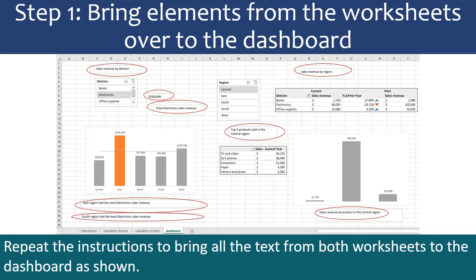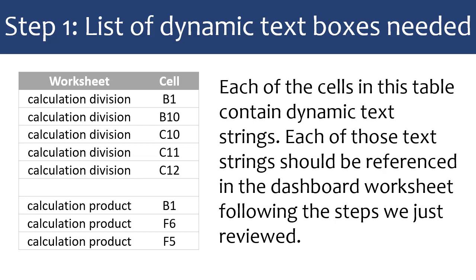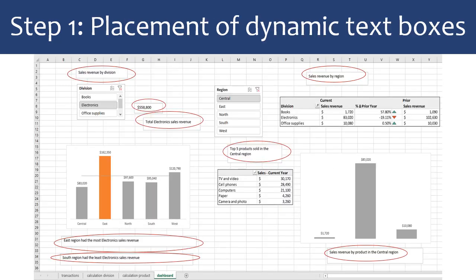On the next slide, I will show a list of the cells containing the dynamic text strings needed in the dashboard worksheet. Each of the cells in this table contain dynamic text strings. Each of those text strings should be referenced in the dashboard worksheet following the steps we just reviewed. Here is the list of those cells. Calculation Division, cell B1. Calculation Division, cell B10. Calculation Division, cell C10. Calculation Division, cell C11. Calculation Division, cell C12. Calculation Product, cell B1, Calculation Product, cell F6, and Calculation Product, cell F5. Here is another view of the placement of those dynamic text boxes in the dashboard worksheet.